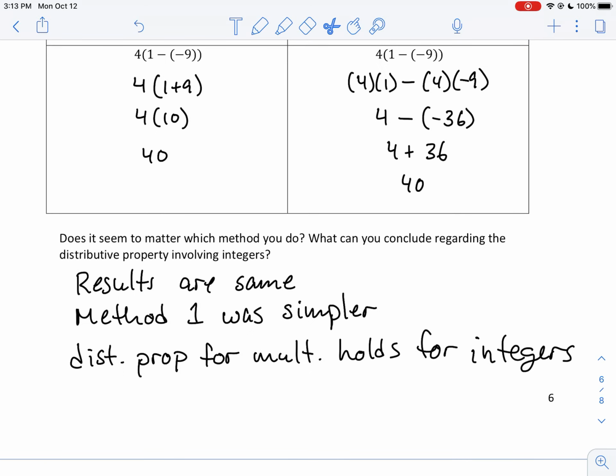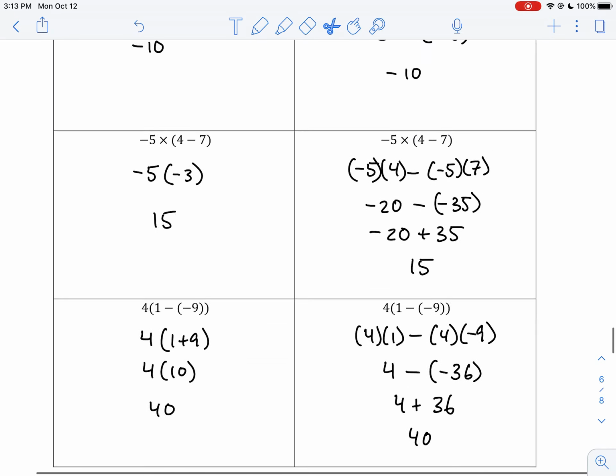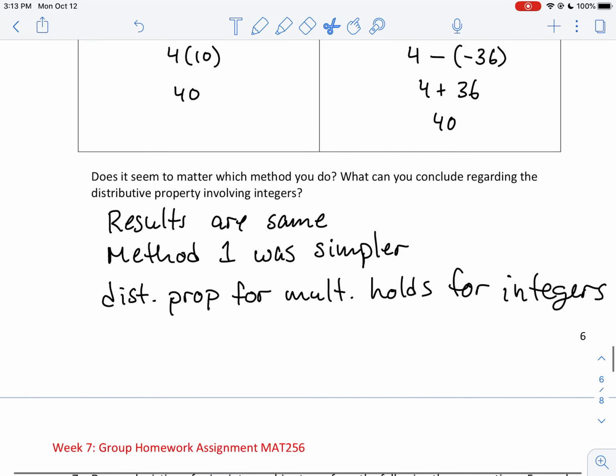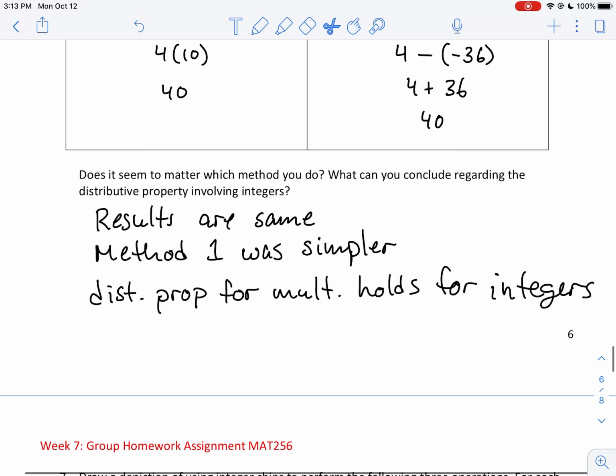So all the results for method 1 and method 2 are the same. It seems like method 1 was simpler as far as how much writing we had to do, but other than that, it doesn't really matter which way you do this. The distributive property for multiplication holds even for integers.